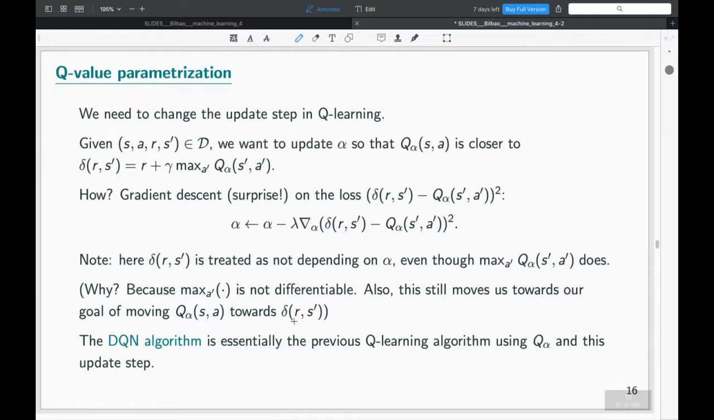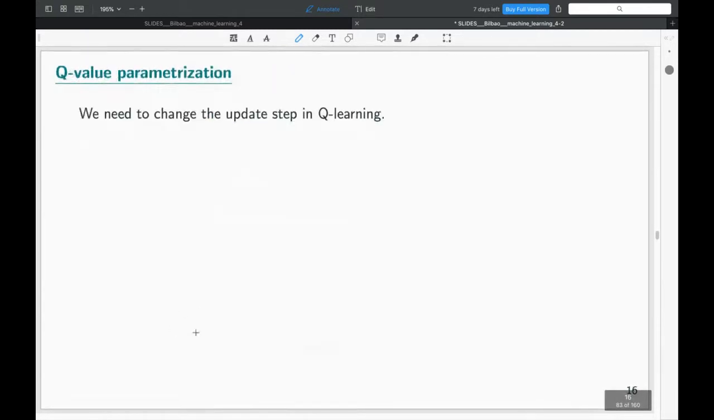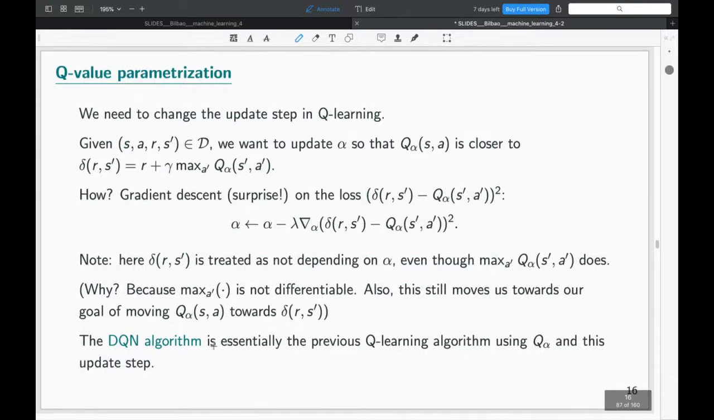So the DQN algorithm is just the previous Q-learning algorithm, but you use Q alpha and you replace the previous update step of the Q-learning algorithm by this one in here. There are some implementation aspects that you can change, but modulo efficiency and this type of thing, it's just this. This is the DQN algorithm. It's the algorithm that was presented in that paper where they trained agents to play Atari video games.